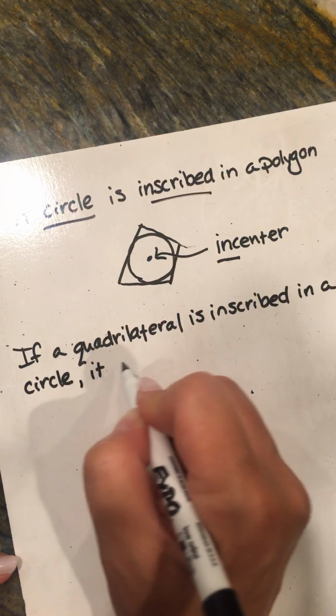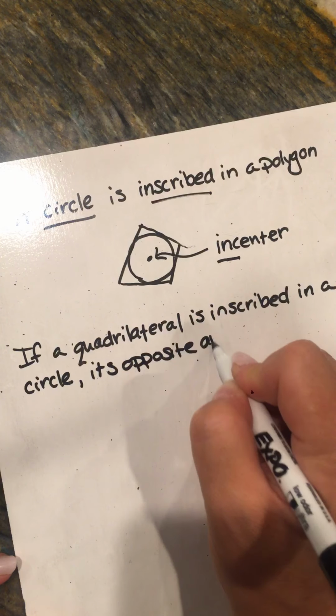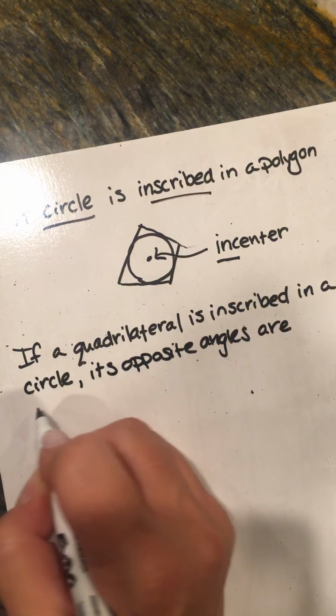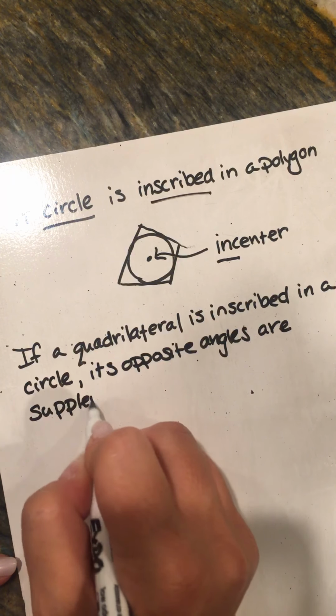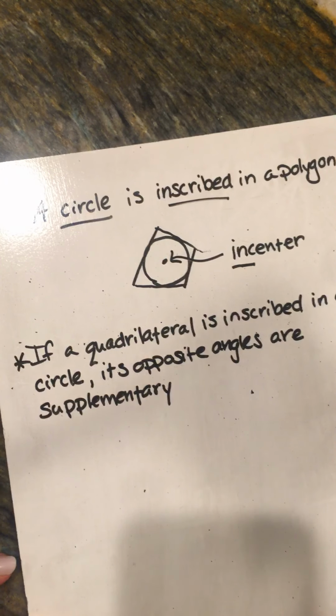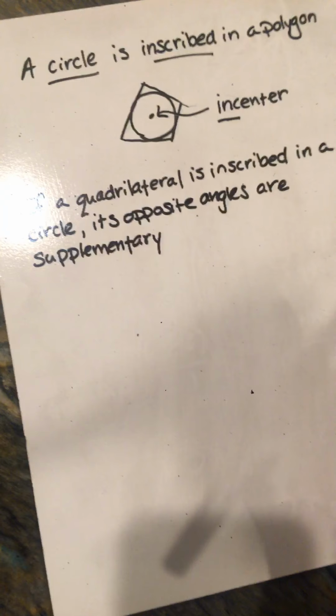Here we go. Its opposite angles are supplementary. All right, so here's a theorem. If a quadrilateral is inscribed in a circle, then its opposite angles are supplementary. Okay. I'm not going to show the proof of this, but maybe we can at a later time.